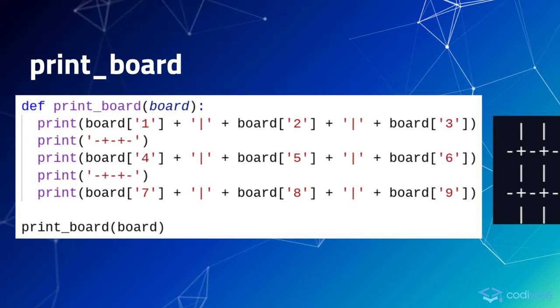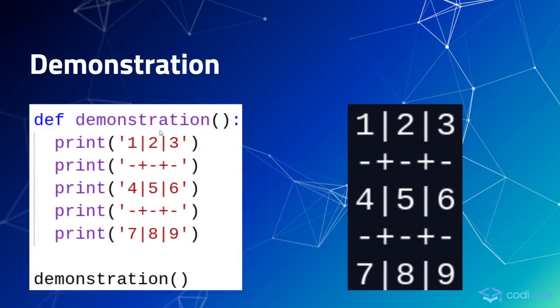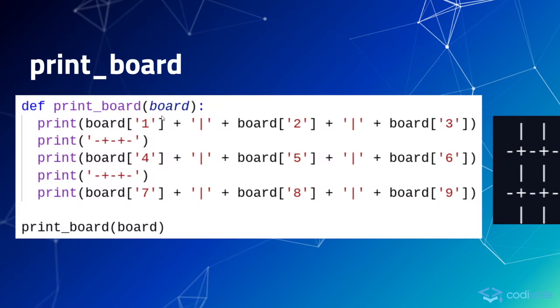Alright, let's review how to write this printBoard function. Let's go back to the representation here, just so we can get a refresher. If we want to get the item at position 1 in our board dictionary, all we need to do, let's actually go to the solution now, is do board square brackets 1. This will find the board dictionary, go to the item that has a key of 1, and give us the corresponding value. At the beginning, since it's an empty board, it will just give us the space.